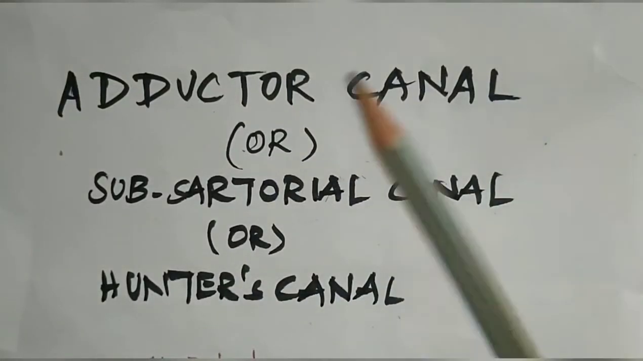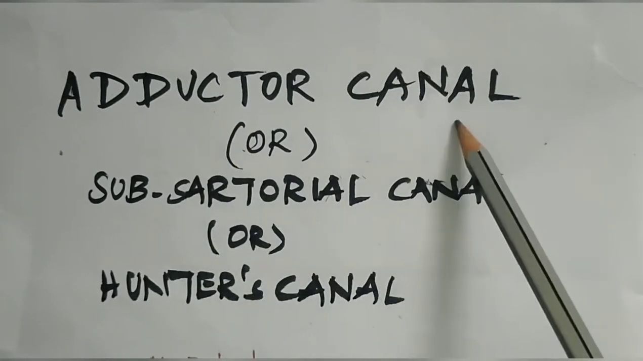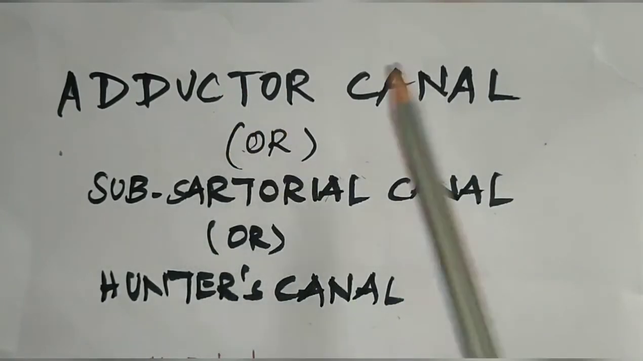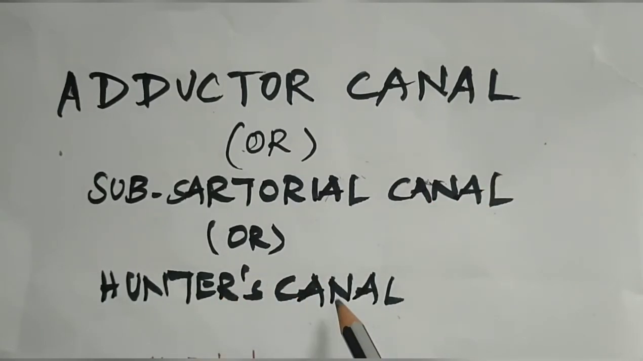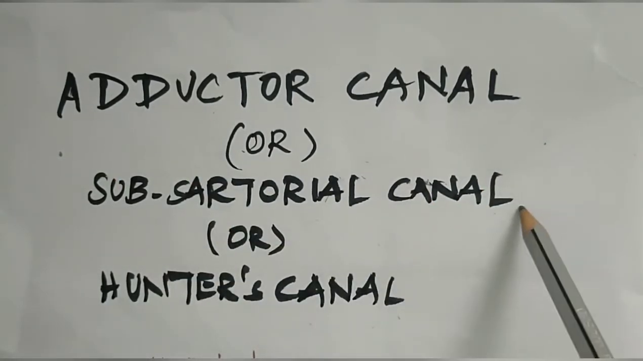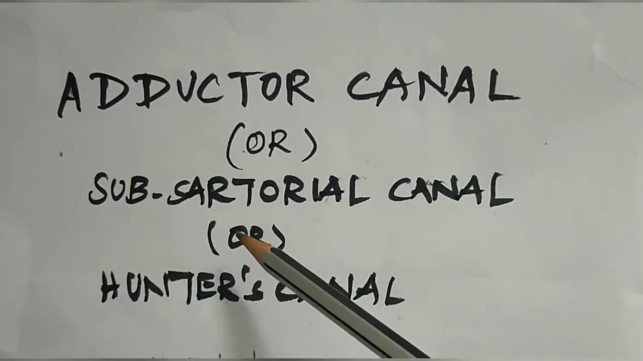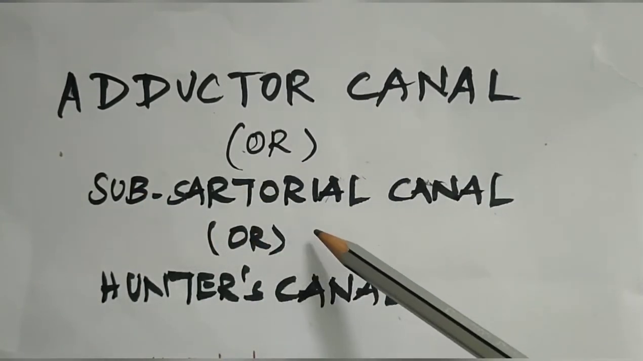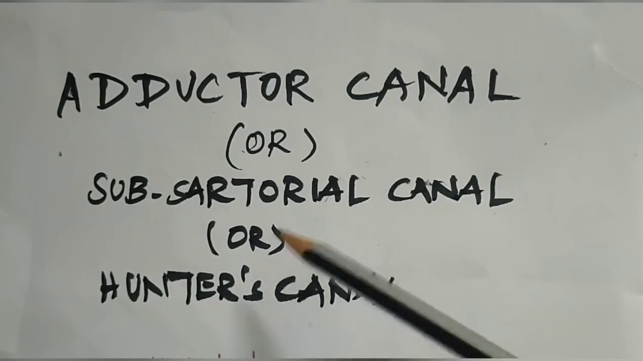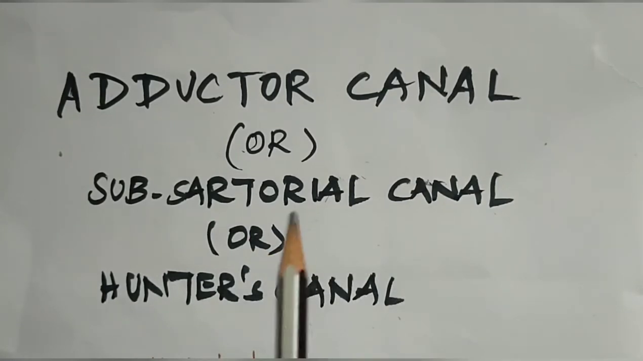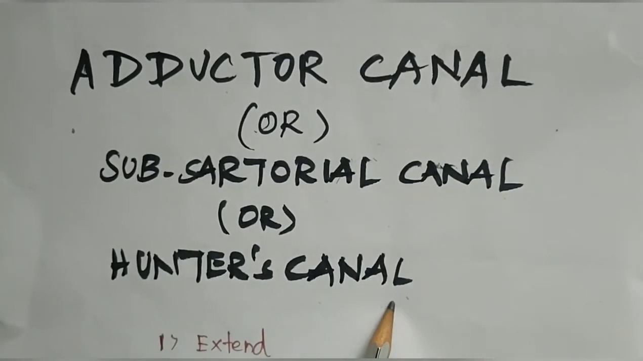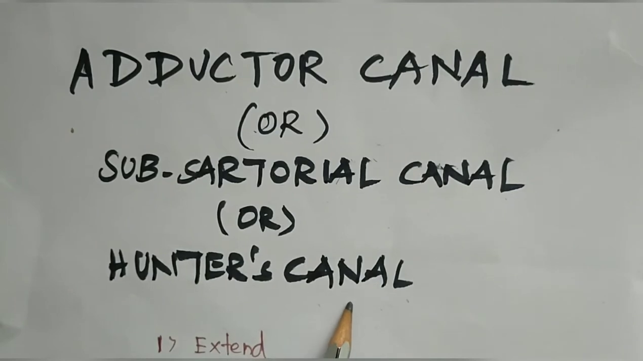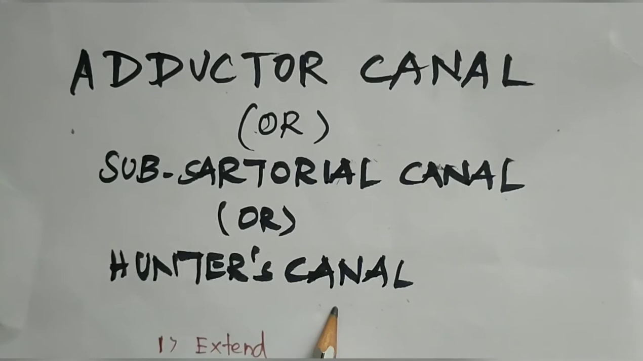Today we are going to see about the adductor canal. Adductor canal is also called the subsartorial canal or Hunter's canal. Why do we call it a subsartorial canal? Because this adductor canal lies below the sartorius muscle. And the adductor canal is also called Hunter's canal because it was discovered by John Hunter, so we call it Hunter's canal.